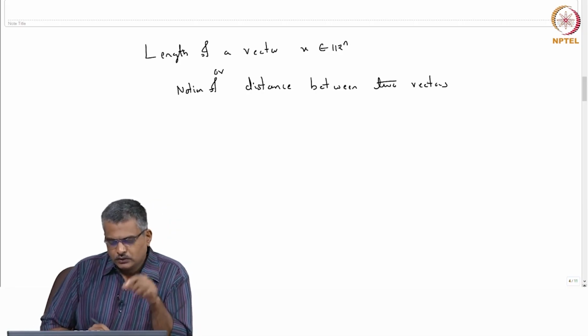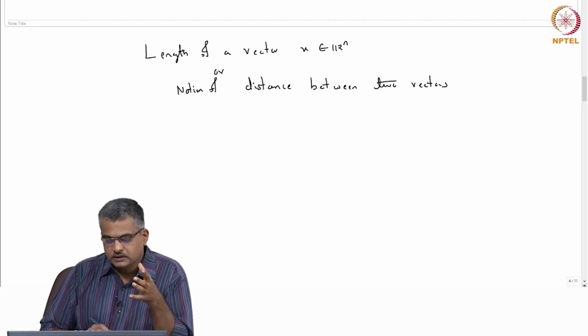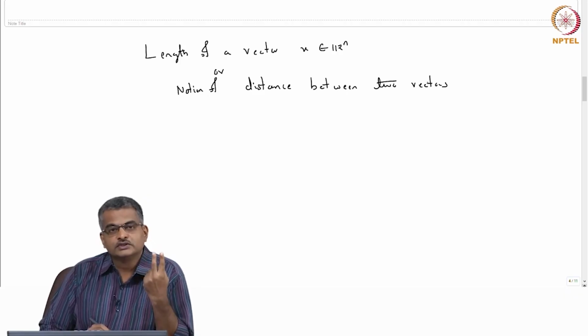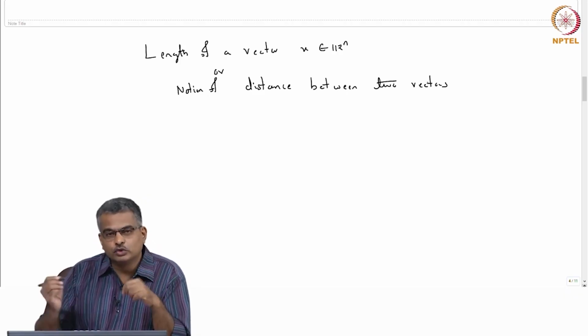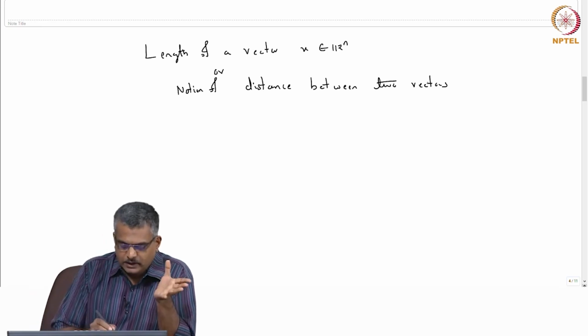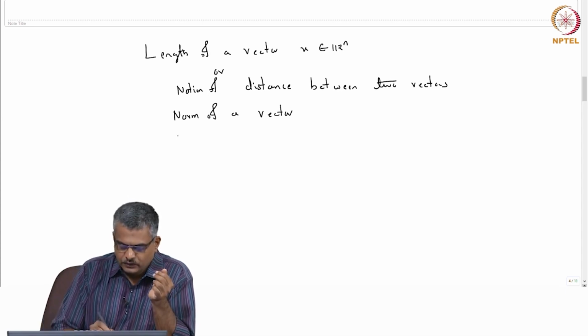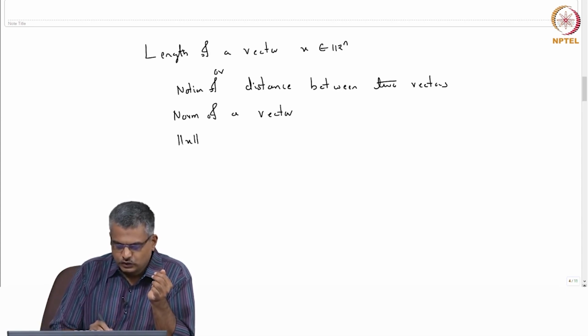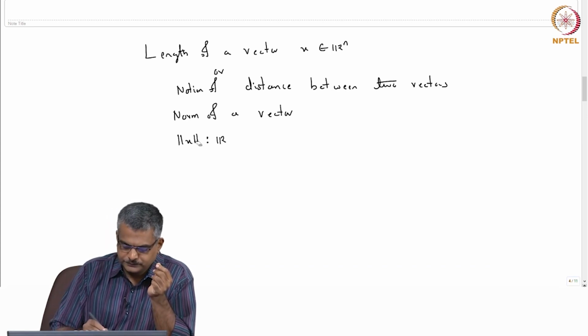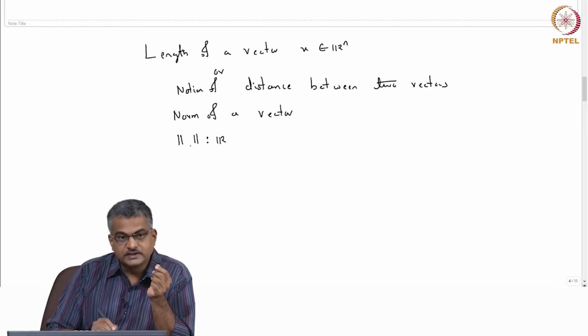Right. So, both these notions, either the notion of length of a vector or the distance between two vectors or distance between 2 points, is captured by the mathematical term called the norm of a vector. The norm of a vector is denoted by the vector with two parallel lines. What does it do? It is a mapping.